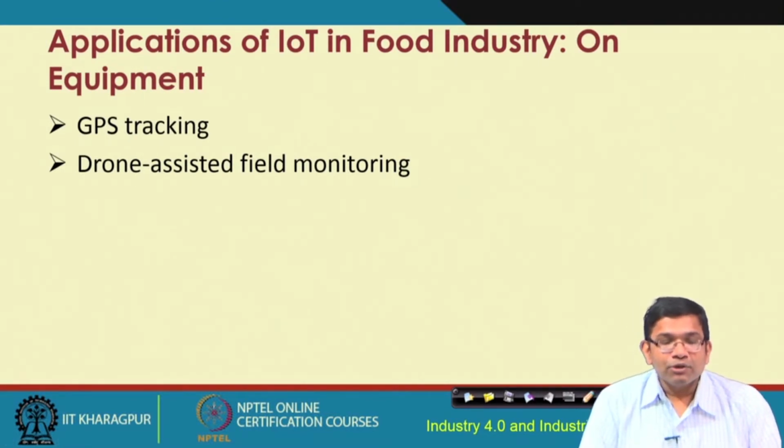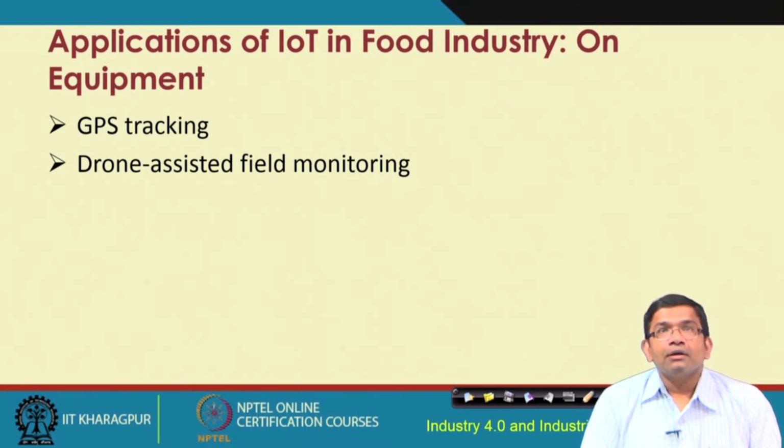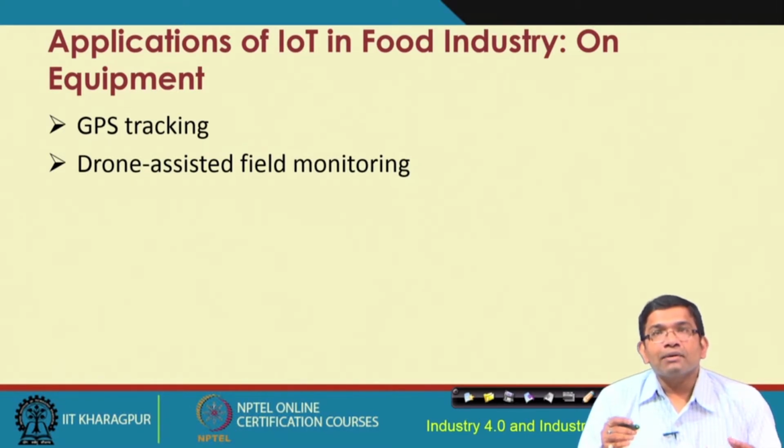On the equipment, IoT enablement can be done in terms of GPS tracking. Whenever these animals are moving around, their exact location and position could be tracked. This is just an example. Like this, GPS could be used for tracking the movement and mobility of different other components in the food industry. Drone assisted field monitoring applications in agriculture are quite common and are being implemented. We ourselves in the lab are working on different agricultural drone applications for a number of different things.